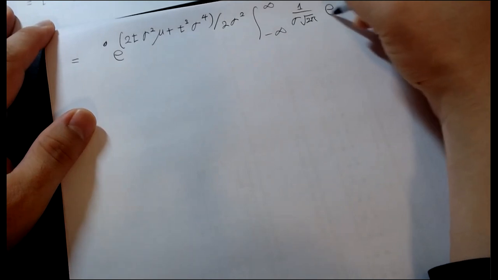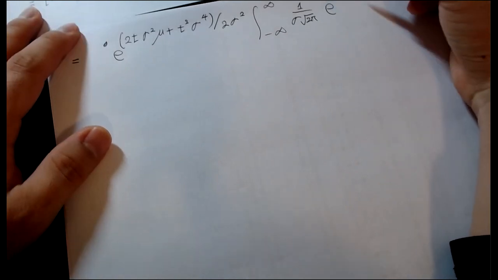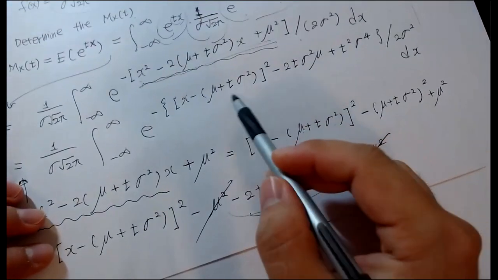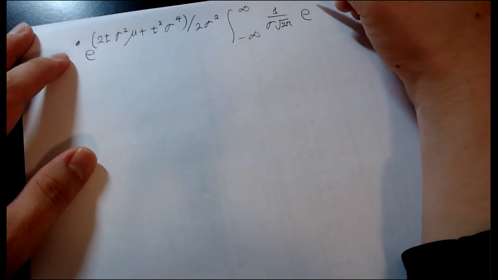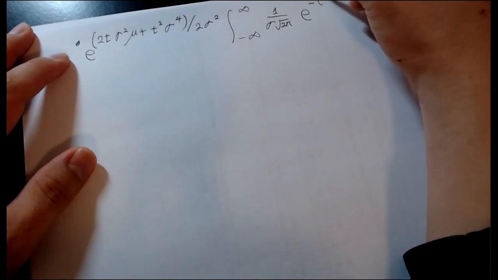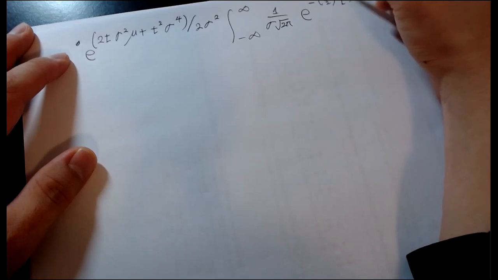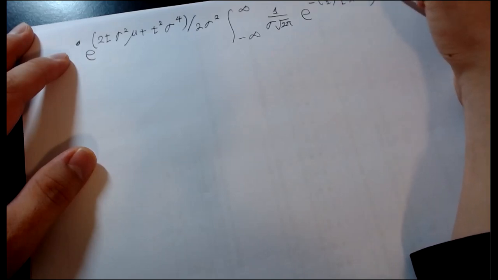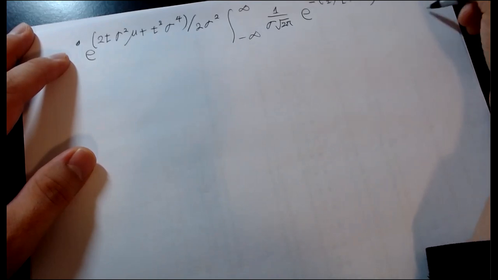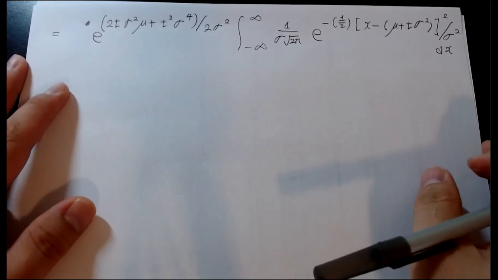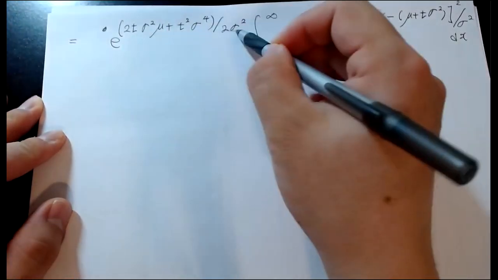And then e to the d minus, and then also what's the leftover in that exponent? Minus this one square over 2 sigma square, right? But we can write it down like this: minus 1/2 times x minus mu plus t sigma square, and then square over sigma square, and dx. Okay, right here. And then let me simplify this fraction. Then we're going to get this.